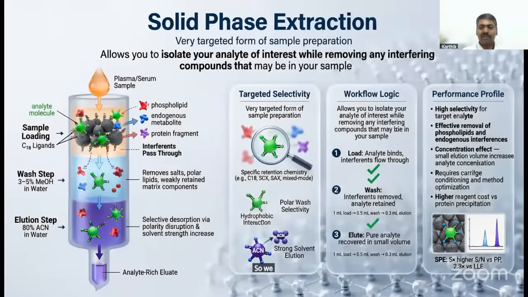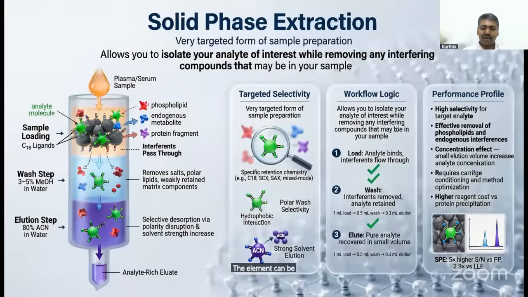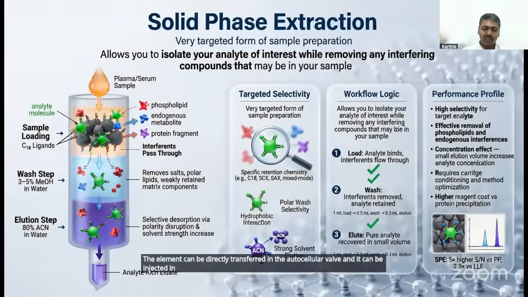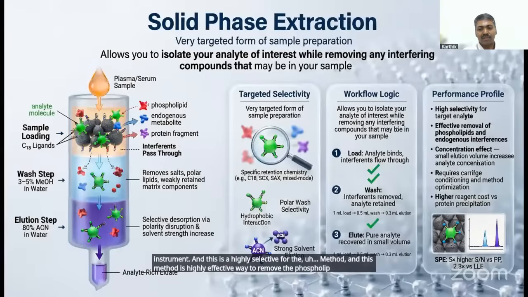So we can go with either 100% organic solvent, or the mobile phase with ratios around 80 to 70% organic and aqueous. We can add the mobile phase directly as an elution solvent. It can be eluted, and that eluent can be directly transferred to the autosampler vial and injected in the instrument. If we are going with 100% organic solvent, then we have to evaporate that eluted sample, reconstitute it, and inject it in the instrument. This method is highly selective and highly effective to remove the phospholipids and any endogenous interferences.